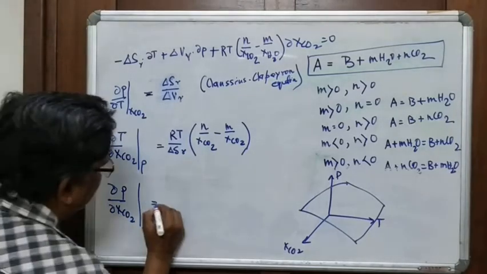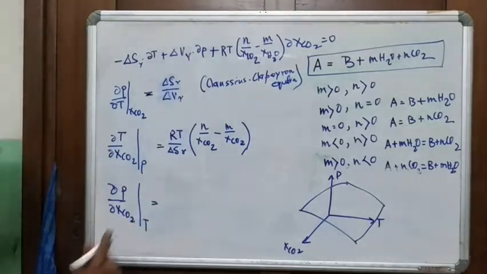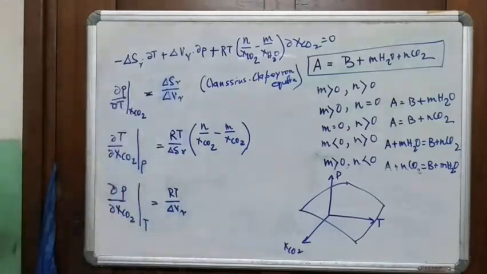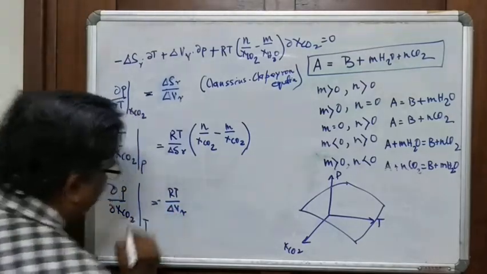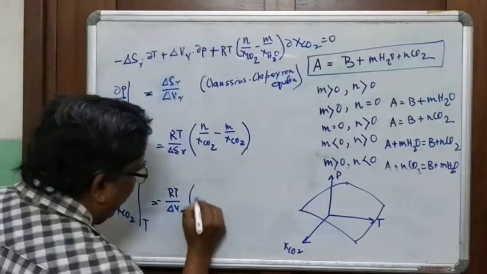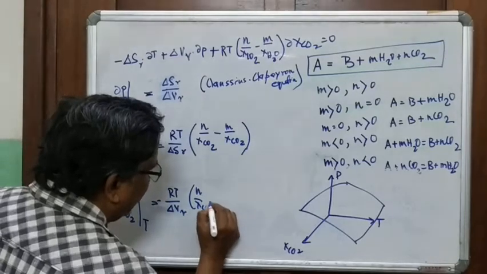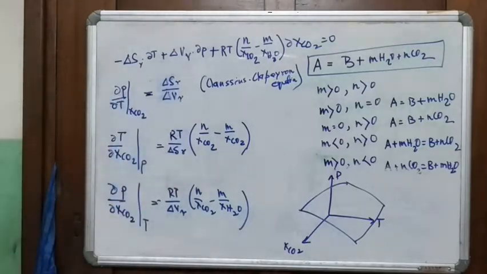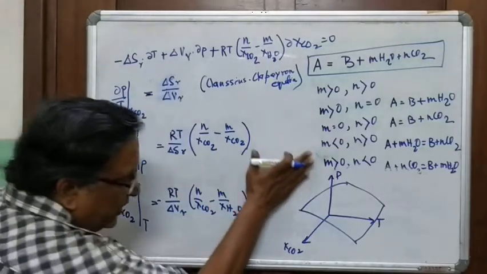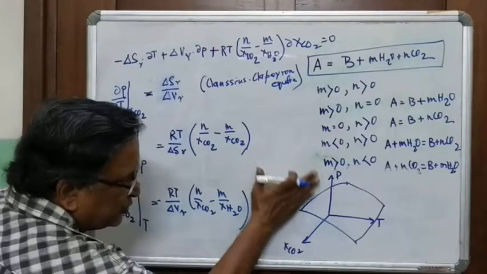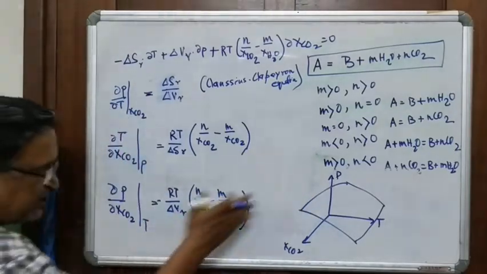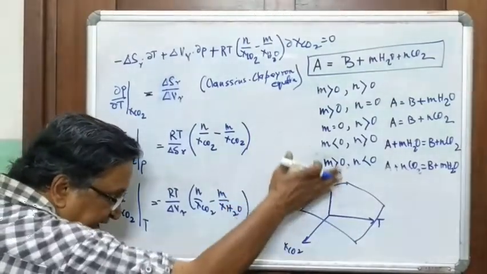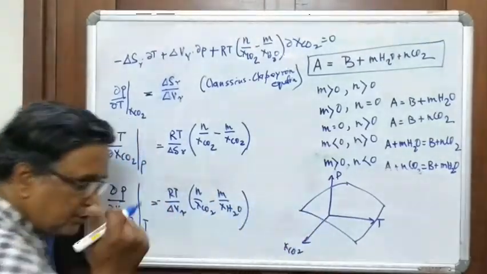Okay? And you can see that you will have RT by delta VR, and there should be a negative sign here, and you have N by X CO2 minus M by X H2O. This is what we have. So this P-X CO2 is displayed on this diagram. What you're trying to find out at a particular temperature, so you cut your surface parallel to P-X CO2, T is fixed.